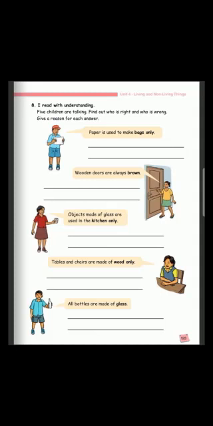Let us see what the next girl says. Tables and chairs are made of wood only. No, it is wrong, this one. Why? Because, as you have learned previously, tables can be made of glass as well, of plastic as well. Chairs also can be made of plastic as well. So it is wrong. And lastly, all bottles are made of glass. This is not right, because bottles can be made of plastic as well. We have plastic bottles, isn't it? So all bottles are not made of glass.